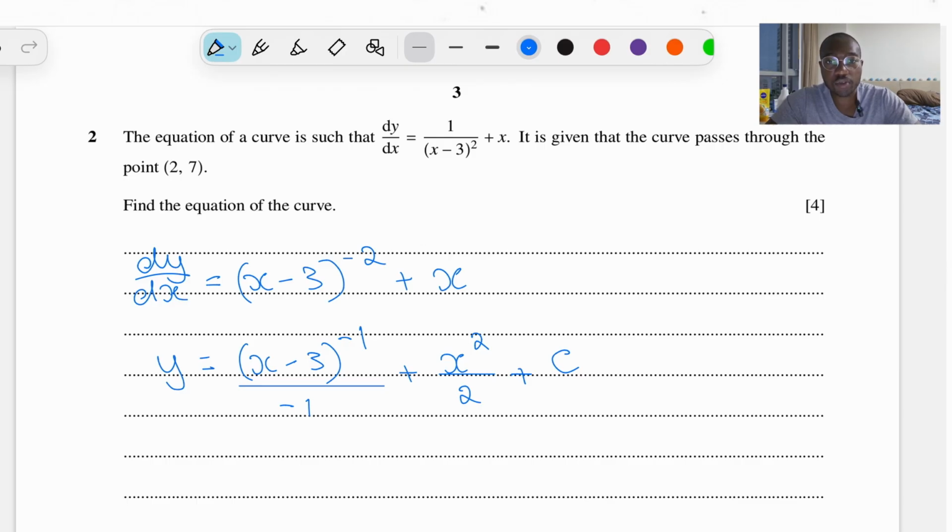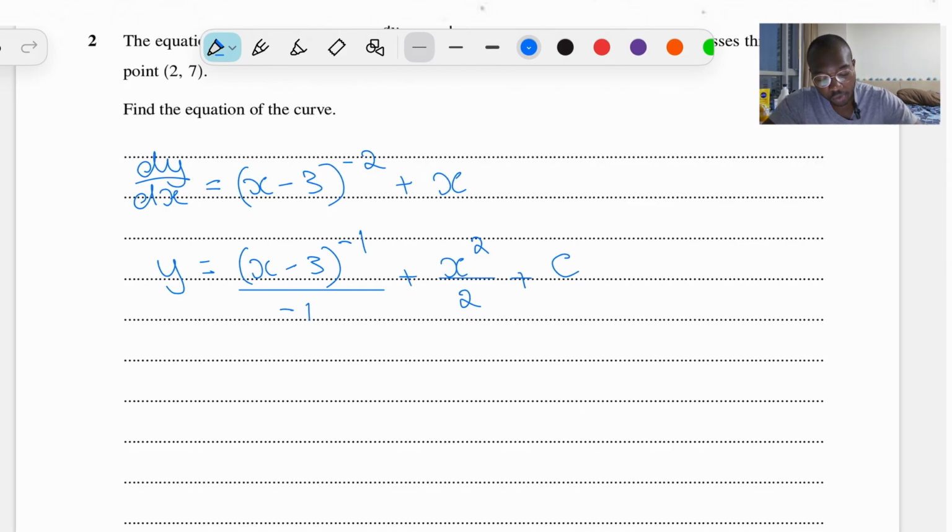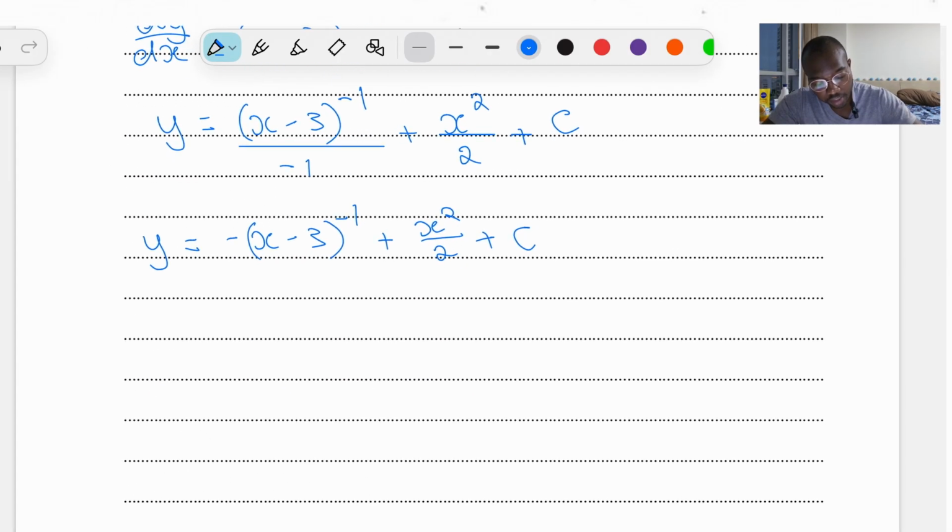Now, one thing they do tell us in the question is that it passes through (2, 7). In a minute we will use that point, but for now let's just clean this up a bit. So we get y = -(x - 3)^(-1), and then we can leave this as x²/2 + c. Actually, let me just do this again.